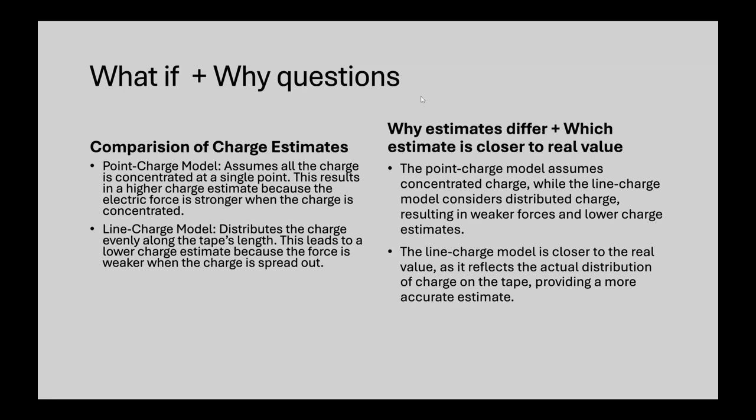And some of the why questions, why these estimates are different, is because the point charge model assumes a concentrated charge onto one point, while a line charge considers evenly distributed charge. And this is going to result in weaker forces and lower charge estimates, like we said before. And which estimate is closer to the actual value? The line charge model is going to be closer to the actual value because we're not assuming that a tape is concentrated all into one point, and it's going to be a more accurate estimate.